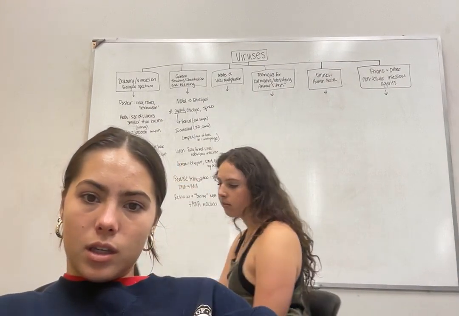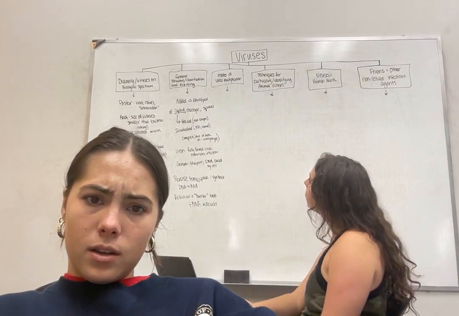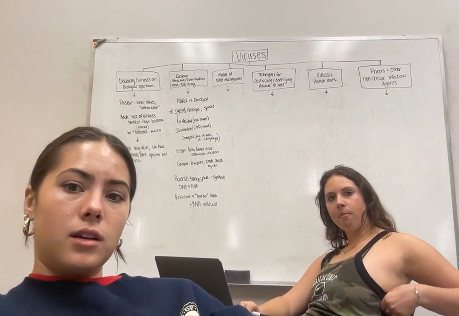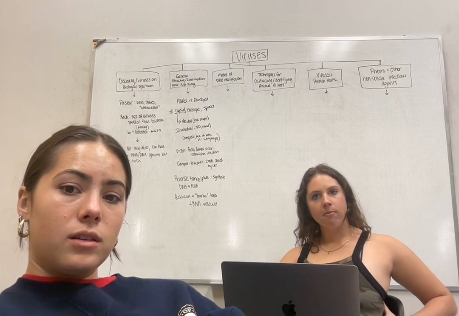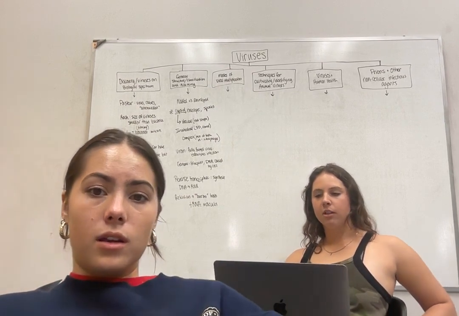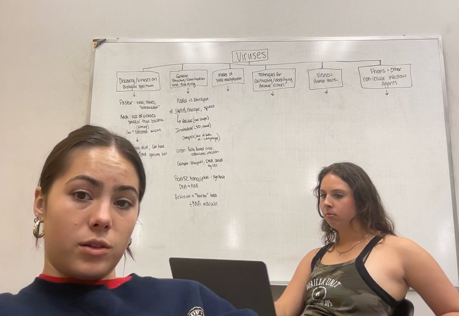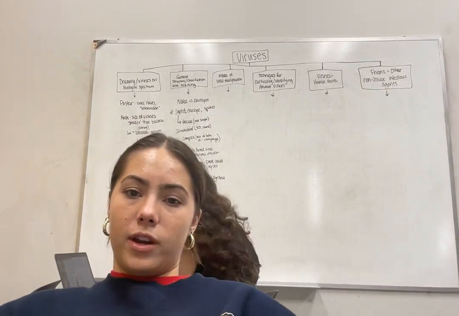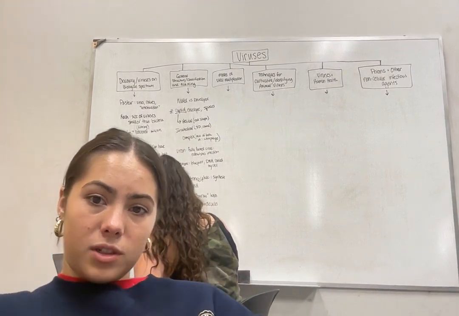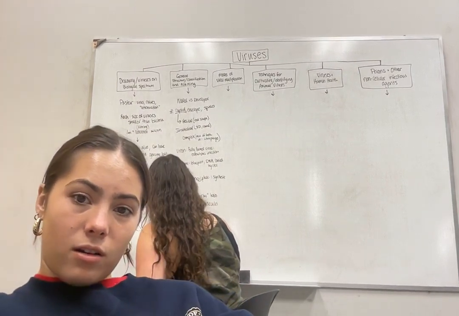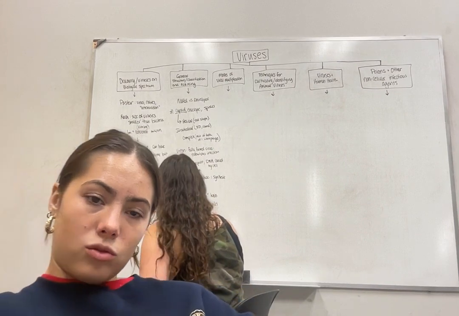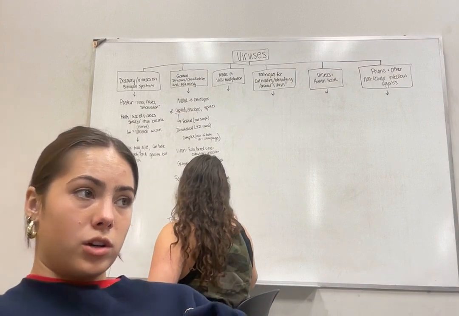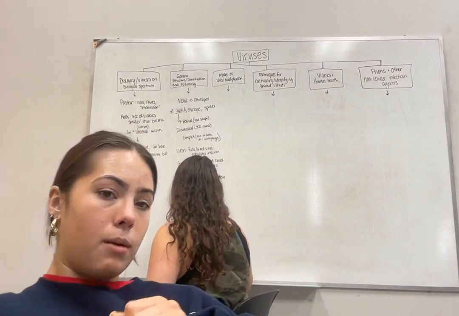So for classification, it's this whole slide, the formal and the informal. Informal would be animal, plant, or bacterial virus, enveloped or naked, DNA or RNA, helical or icosahedral, so everything we just talked about. And then formal would be structure, chemical composition, and genetic makeup.